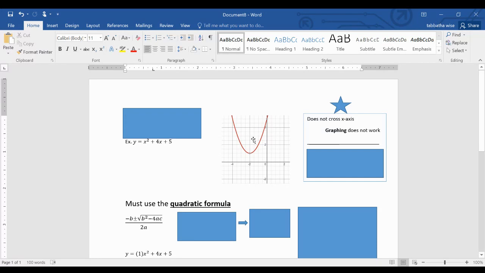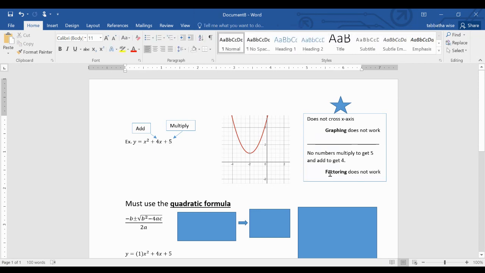The other method you should have seen was factoring. Factoring splits it up into two polynomials. So you looked to see what two numbers multiply to get 5 and add to get 4. Well, what are factors of 5? Well, 1 and 5 and negative 1 and negative 5. Do either of those add to get 4? No. So factoring does not work.